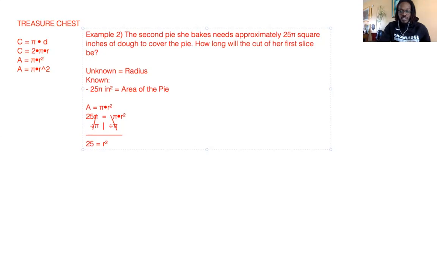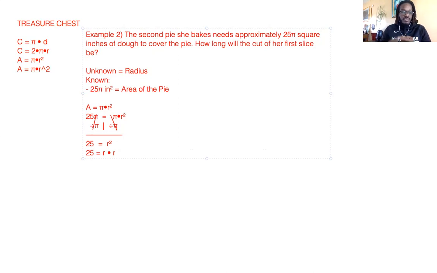Now, we talked about this a little bit, but something we have to get familiar with is understanding how to find the square root of a number. When we're thinking about square root, we're basically saying the radius multiplied by itself. So let's break this down a step further. 25 is equal to the radius times the radius.